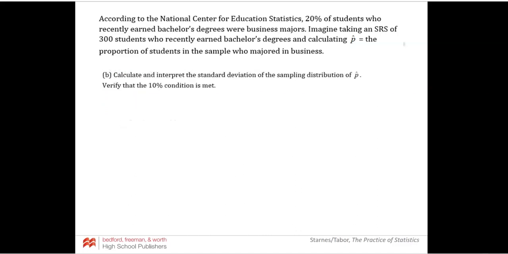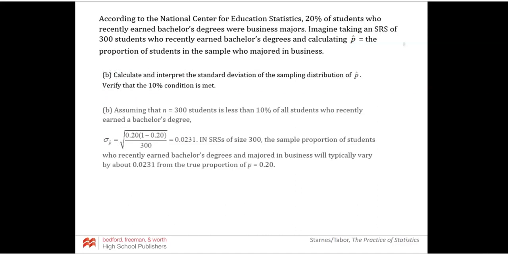Identify the mean and calculate the standard deviation. So first you had to check less than 10%, which it was, and you get that number. So if you want to interpret that in context, the sample proportion of students who recently earned bachelor's degrees and majored in business will typically vary by about 0.0231 from the true proportion of p equals 0.2. So we think that the true proportion is 0.2 there.